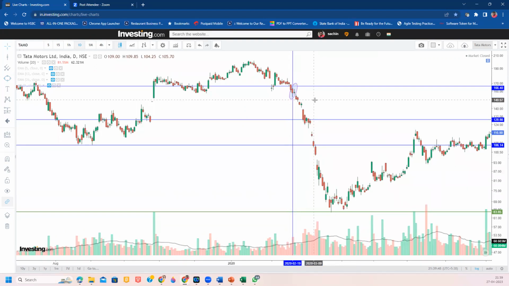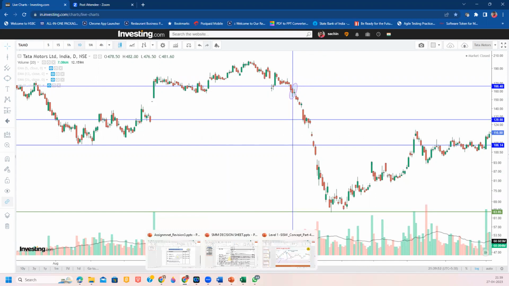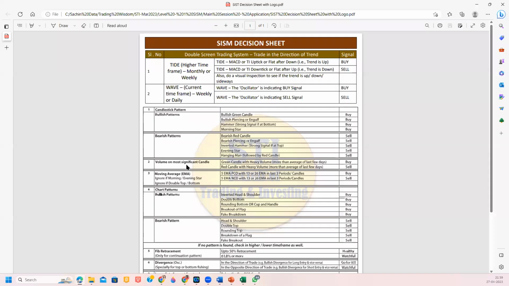Considering this particular candle, let us look at the decision sheet, and whatever the decision sheet says, we are going to take the decision accordingly. The first one, whatever we learned, is that we are going to check the double screen trading system. As we always discussed and learned, we are going to trade in the direction of the trend, right?